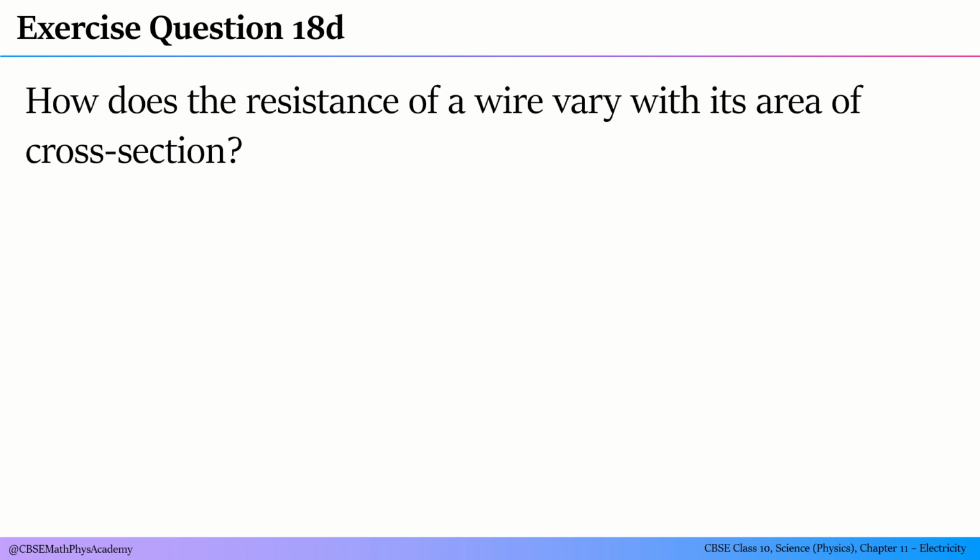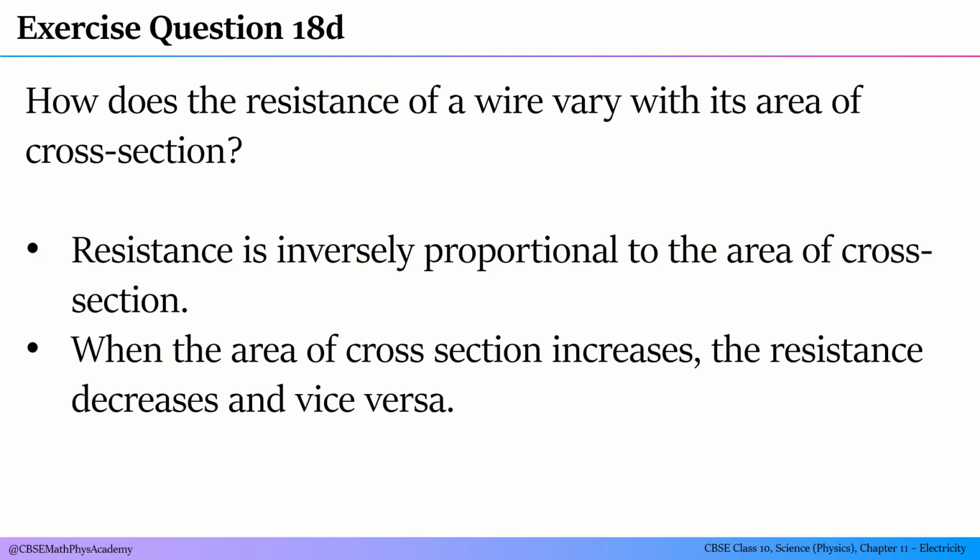The next question is, how does the resistance of a wire vary with its area of cross section? The resistance of a wire is inversely proportional to area of cross section. It is again related to the same formula, resistance is equal to rho L by A, where A is in the denominator. So resistance is inversely proportional, meaning higher area, lesser resistance; lower area, higher resistance. When the area of cross section increases, the resistance decreases and vice versa. Additionally, you can start with the resistance formula, R is equal to rho L by A.